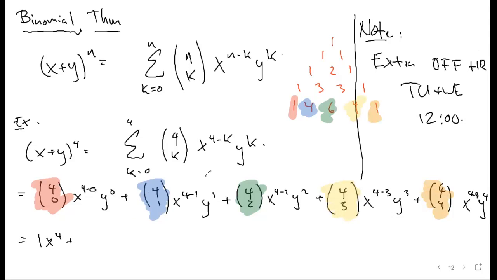Plus 4 choose 1 is 4, x to the 3, y to the 1, plus 6, x squared, y squared, plus 4, x to the first, y cubed, plus 1, x to the 4 minus 4 is 0, y to the 4. Sorry, x to the 4 minus 4 is x to the 0, which is 1. So I'm not going to write that. Okay. So that's the answer.